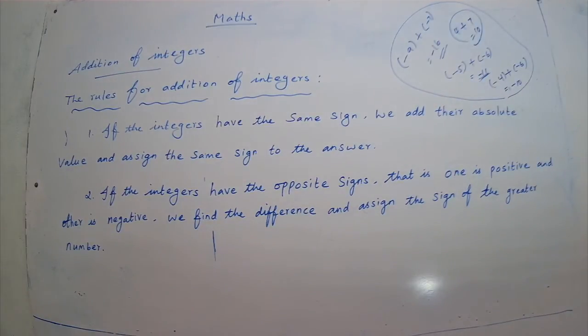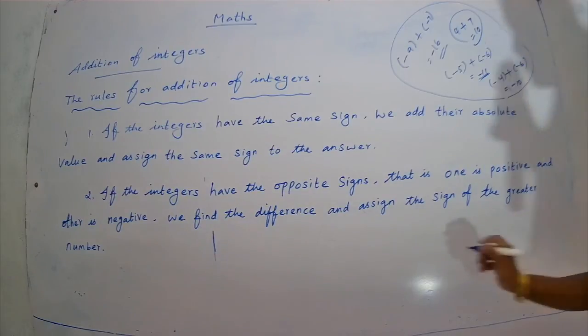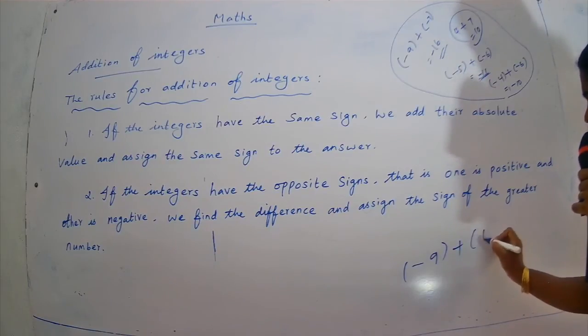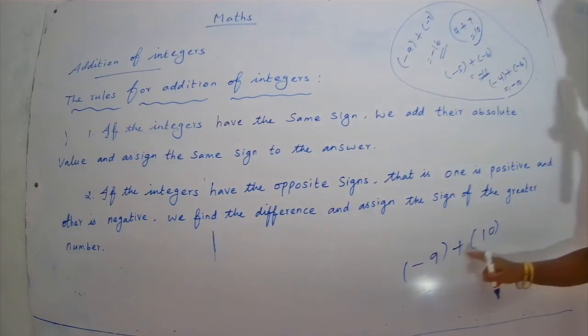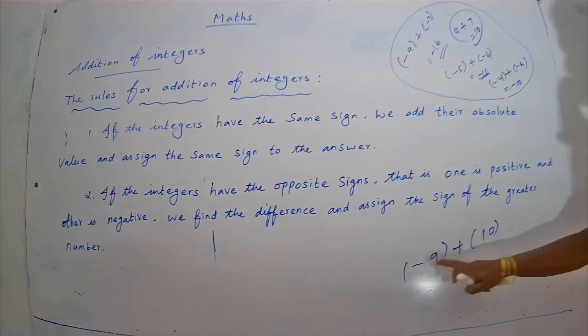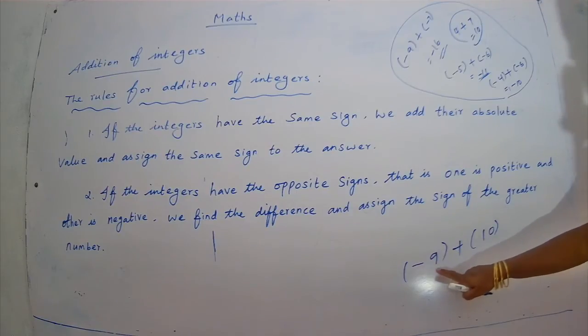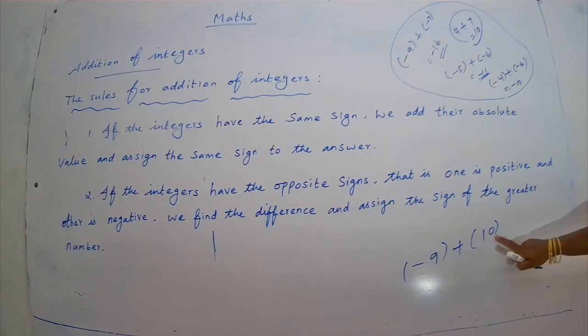But here the second rule is, if the integers have the opposite signs, that is one is positive and other is negative, we find the difference and assign the sign of the greater number. For example, minus 9 plus 10. Minus 9 plus 10, these 2 integers we can add now. One is negative and another is positive. Minus 9 is a negative integer and 10 is a positive integer.